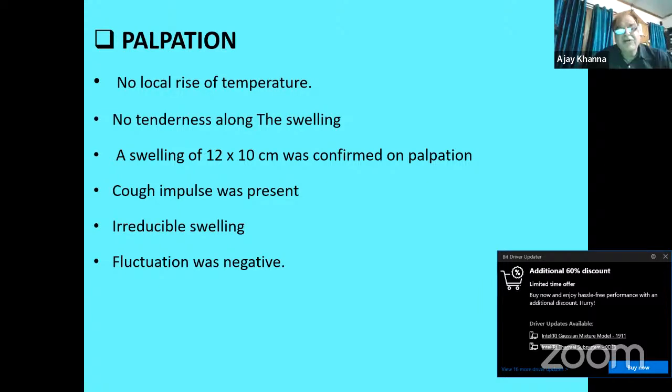Start from the head and go down. Sir, in meningomyelocele, we can see cough impulse. Okay, meningocele and meningomyelocele. In the chest. Chest wall.